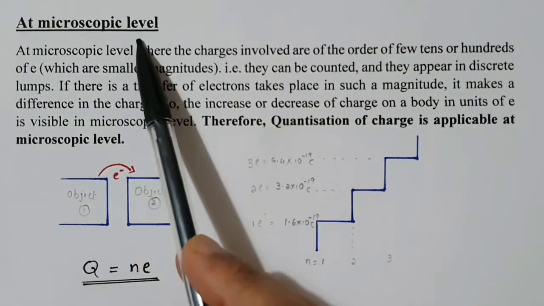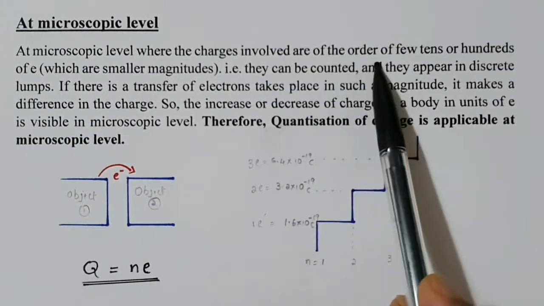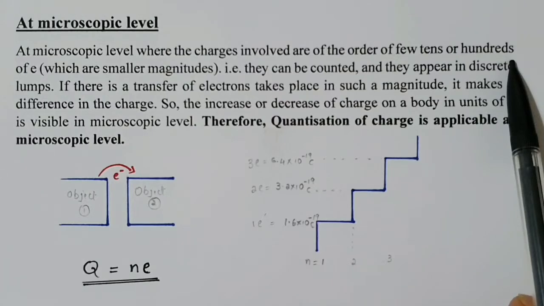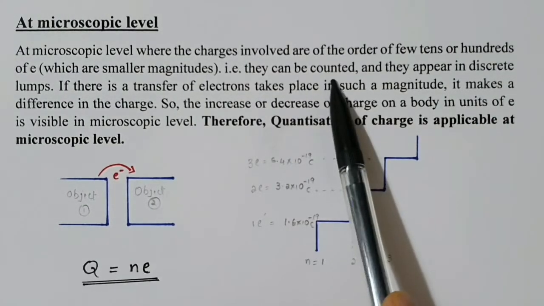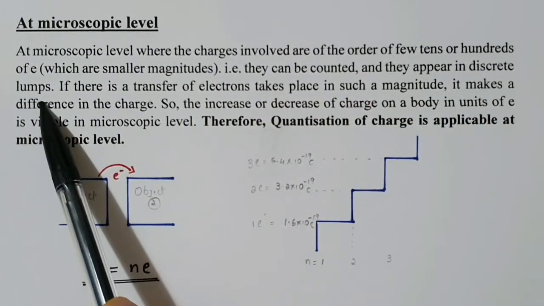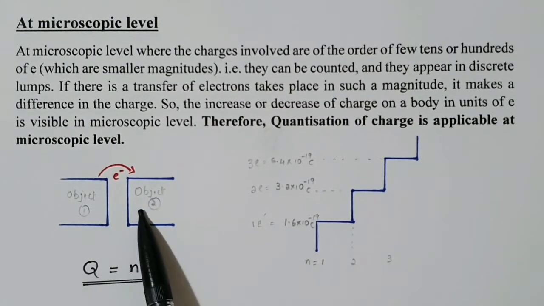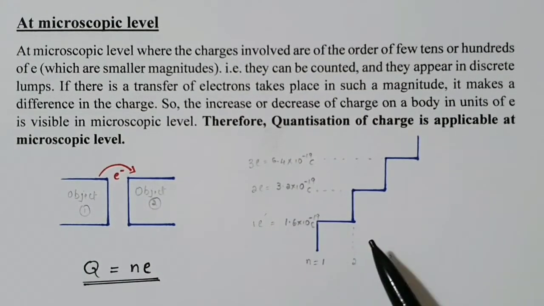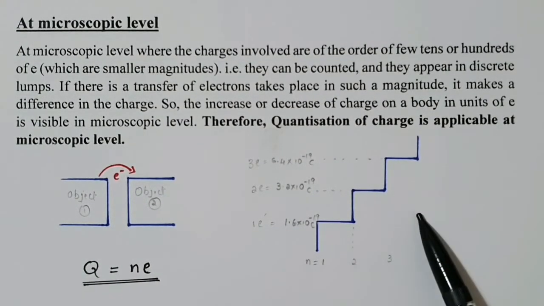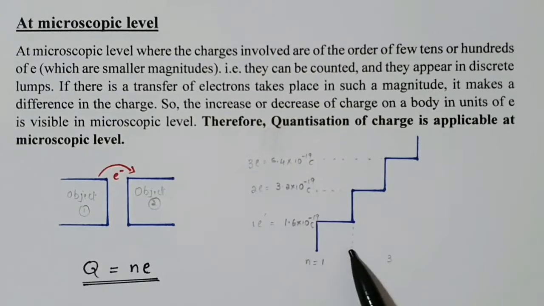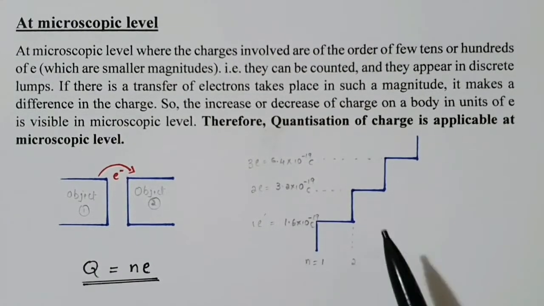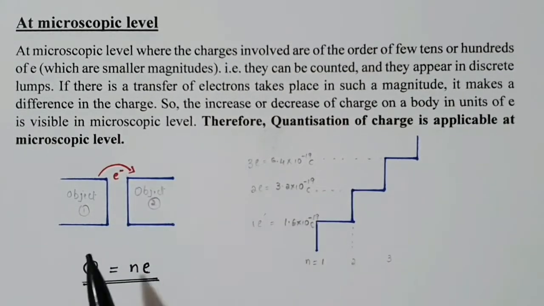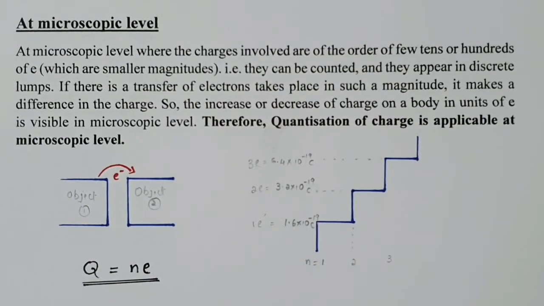But at microscopic level, the charges involved are of the order of a few tens or hundreds of e, which are smaller magnitudes. That is, they can be counted and the charges appear in discrete lumps. If a transfer of electrons takes place in such magnitude, it makes a difference in charge. So, increase or decrease of charge on a body in units of e is visible at microscopic level. Therefore, quantization of charge is applicable at microscopic level and it is not noticeable at macroscopic level.